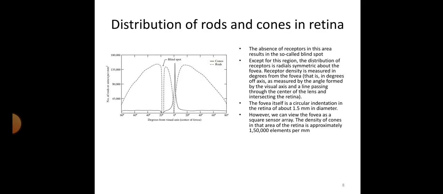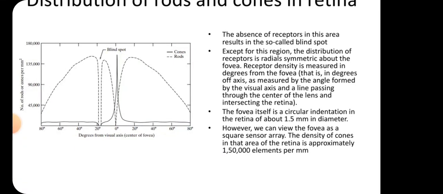Here the distribution of rods and cones is described in this curve. Here the absence of receptors in this area results in what is called the blind spot. In the graph we mark it as the blind spot. What is the blind spot? The blind spot is the absence of receptors in this area.